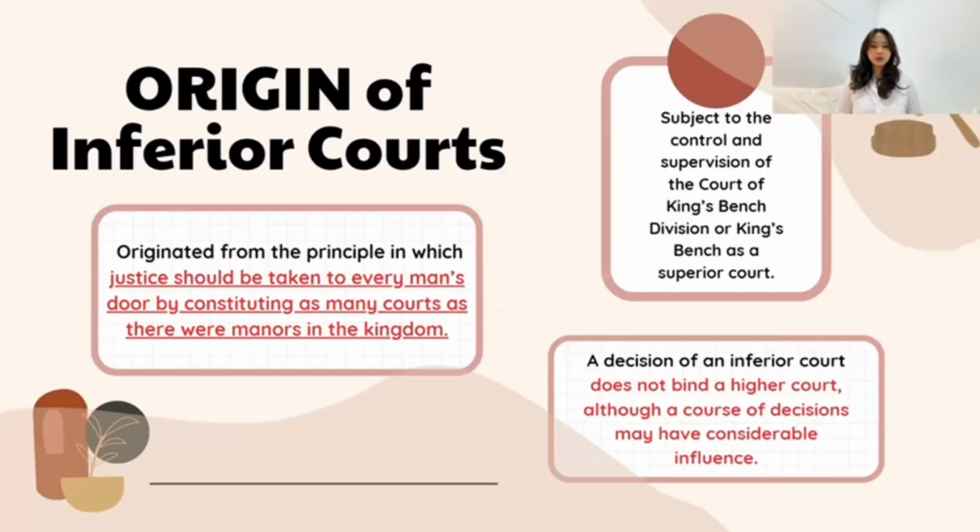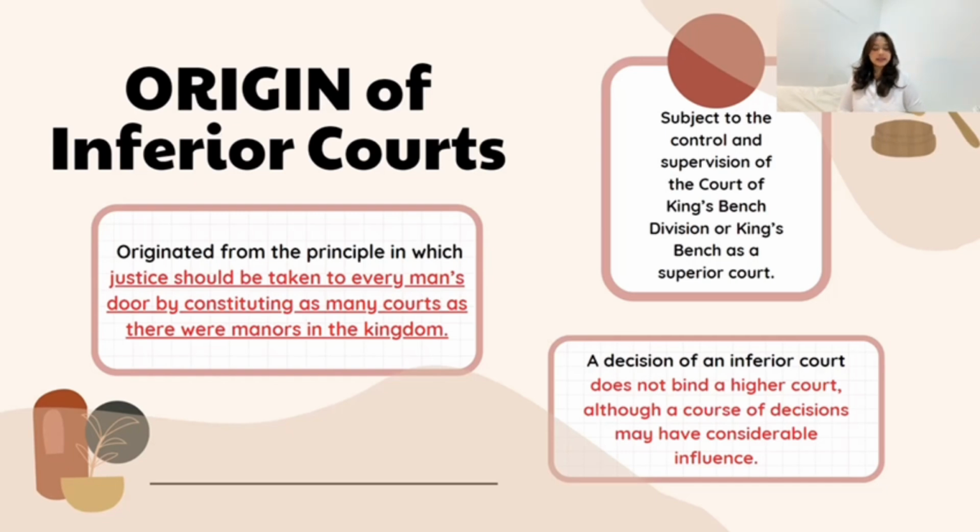So the inferior courts originated from the principle in which justice should be taken to every man's door by constituting as many courts as there were manors in the kingdom. They obtained their general title of inferior courts as they were, and still are in majority, subject to the control and supervision of the Court of King's Bench Division and King's Bench. A decision of an inferior court does not bind a higher court. However, a course of decisions may have considerable influence.